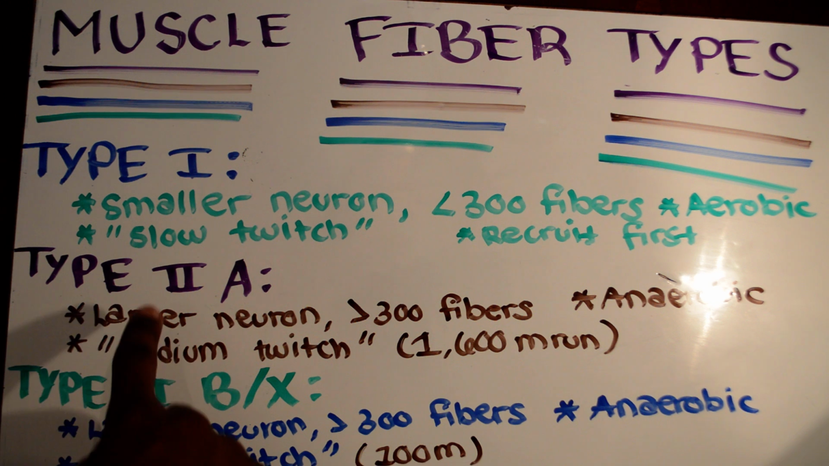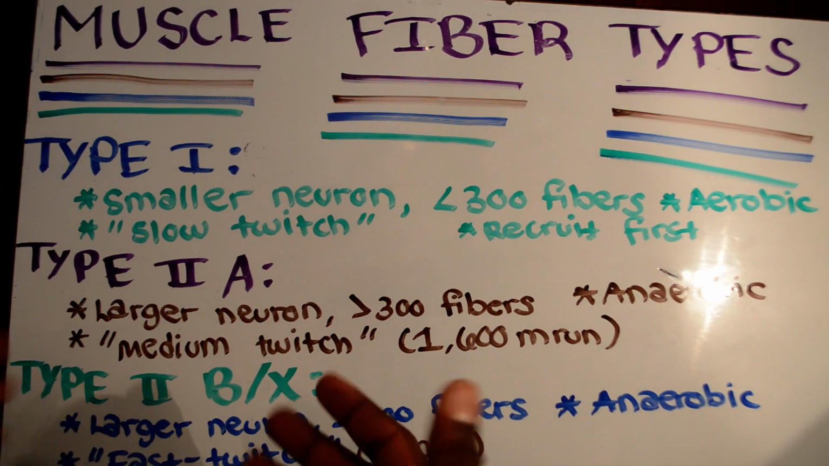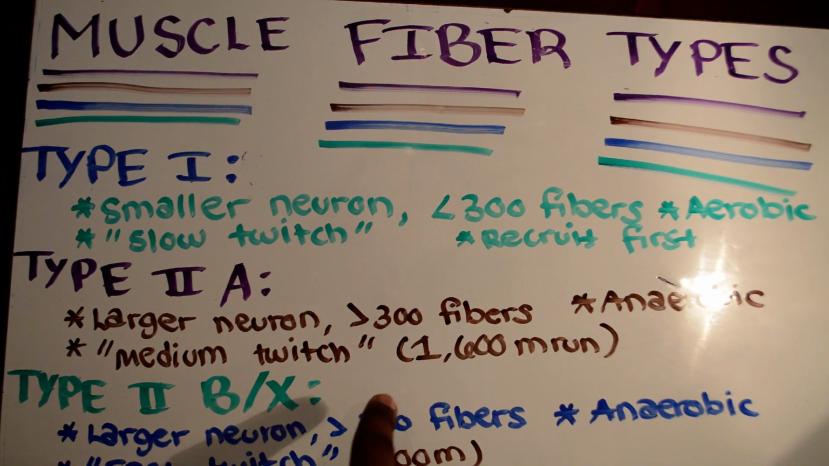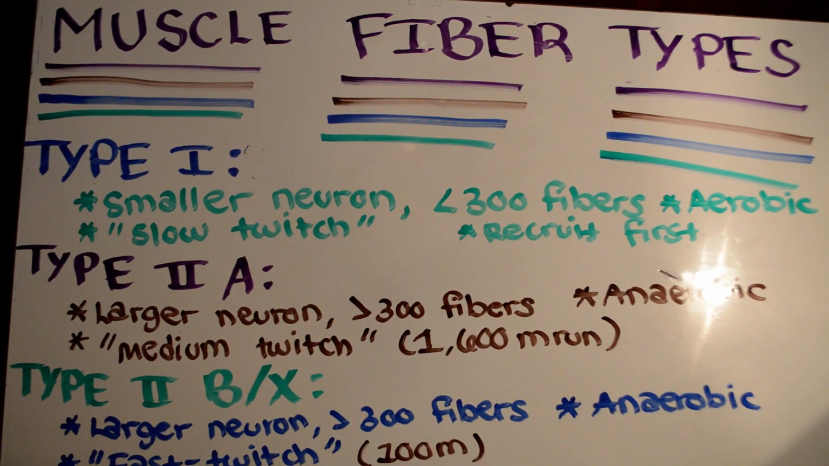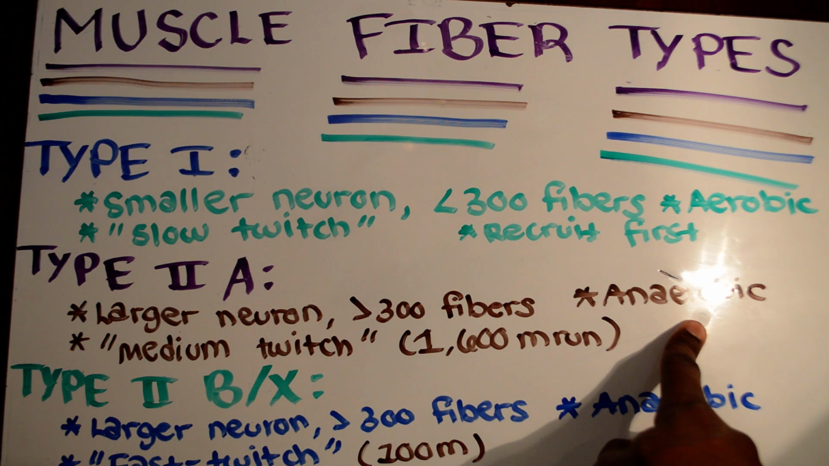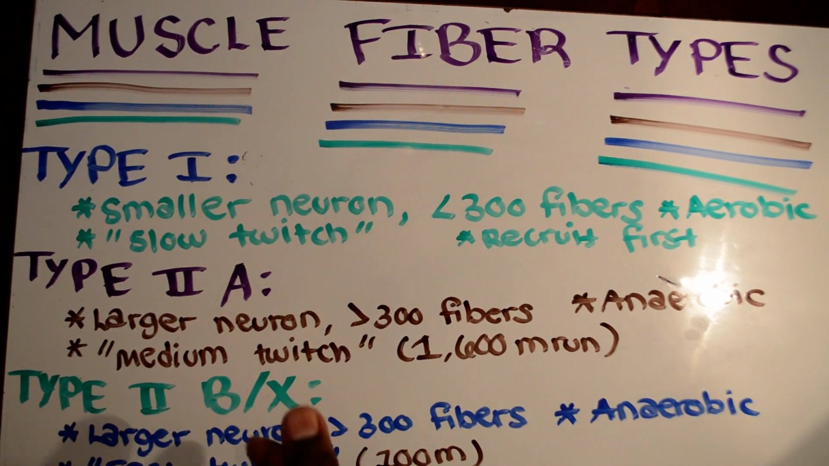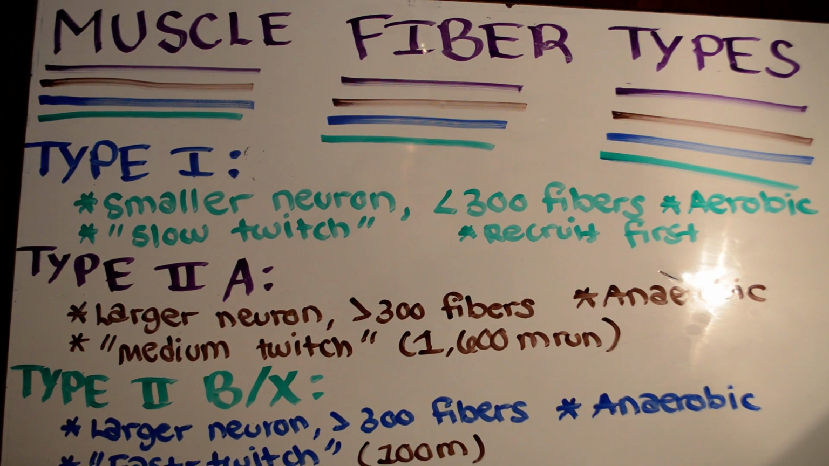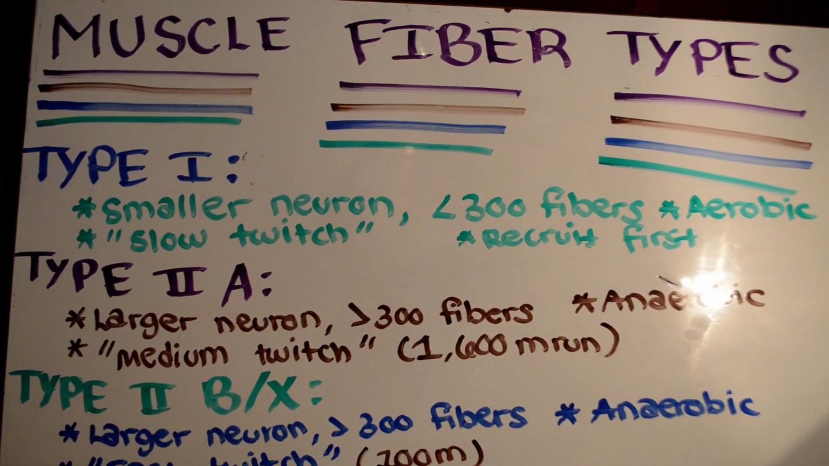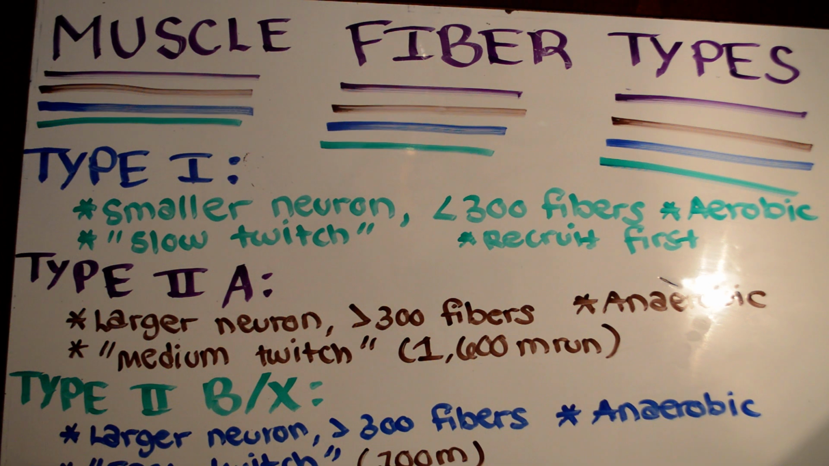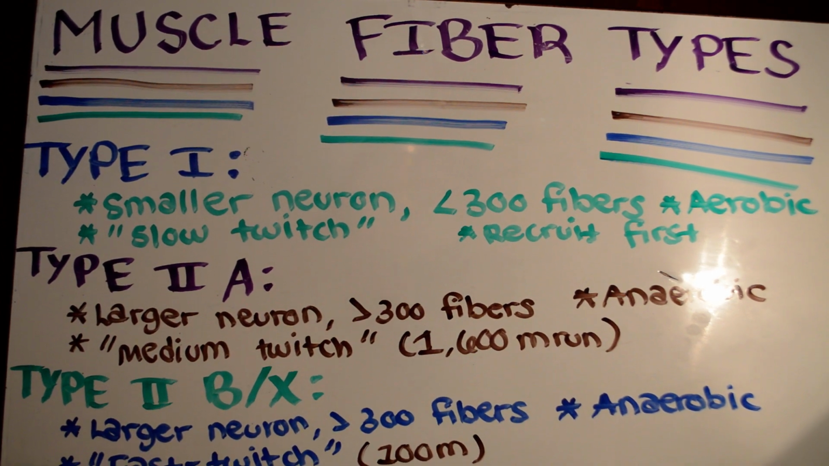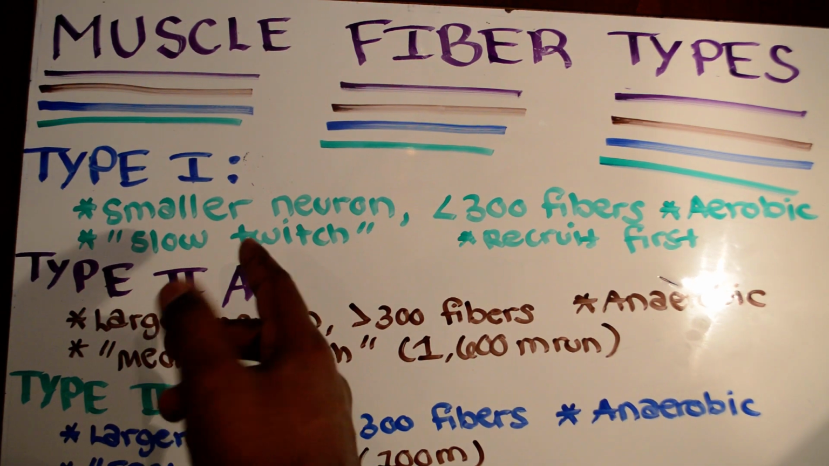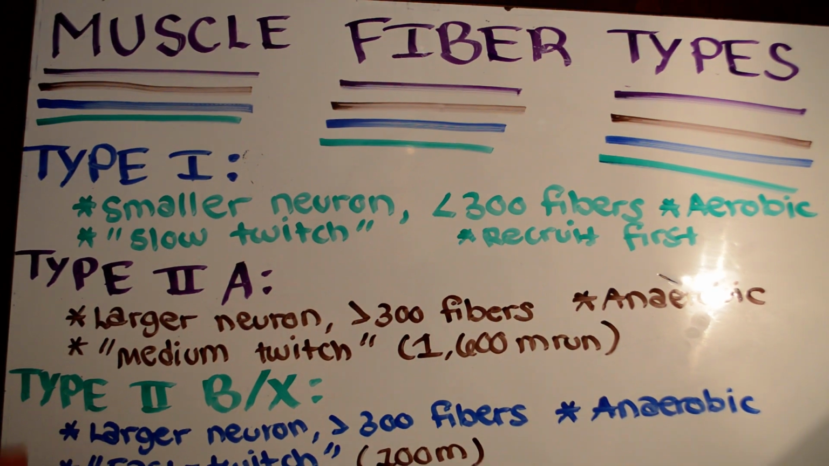Now moving down, we have the type 2A muscle fibers. These usually have much larger neurons. They'll generally innervate more than 300 muscle fibers, give or take. And we consider these to be anaerobic, both type 2A and type 2B. The reason we say anaerobic is because when you're doing these activities, you're not relying as much on things such as oxidative phosphorylation. You do activate it to a degree, but nowhere near as much as with type 1 muscle fibers. So that's the big differentiating factor.